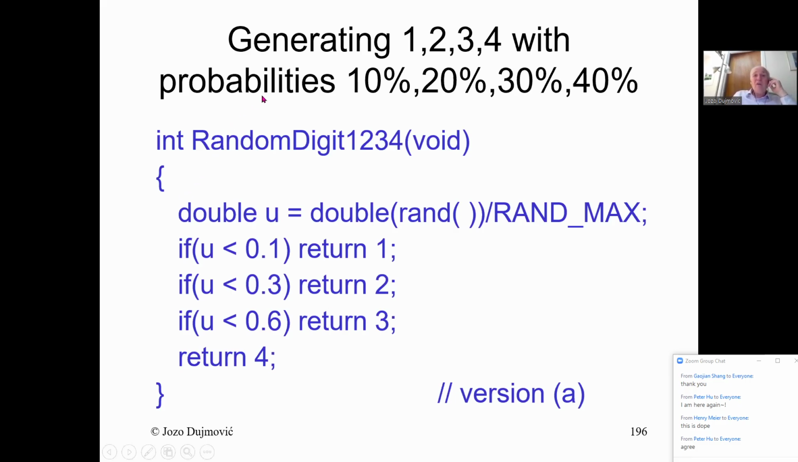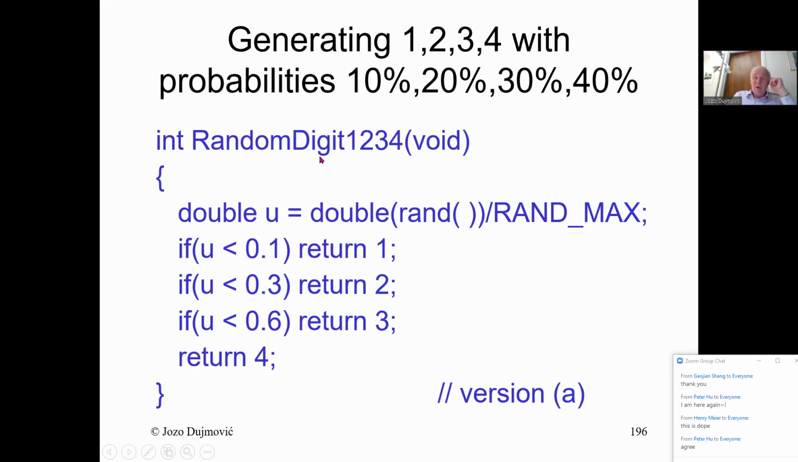Now, I want you to use this RAND generator to create a random digit generator. So the assignment is to generate digits 1, 2, 3, 4 with probabilities 10%, 20%, 30%, 40%. So I have to have a generator that with probability of 10% will return number 1, with probability 20% digit 2, with 30%, 3, and with 40%, 4. So 4s are going to be 4 times more frequent than 1s and 2 times more frequent than 2s.